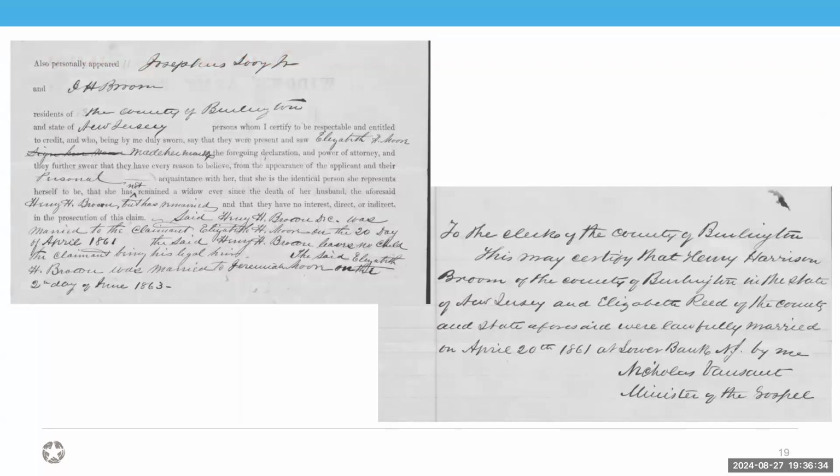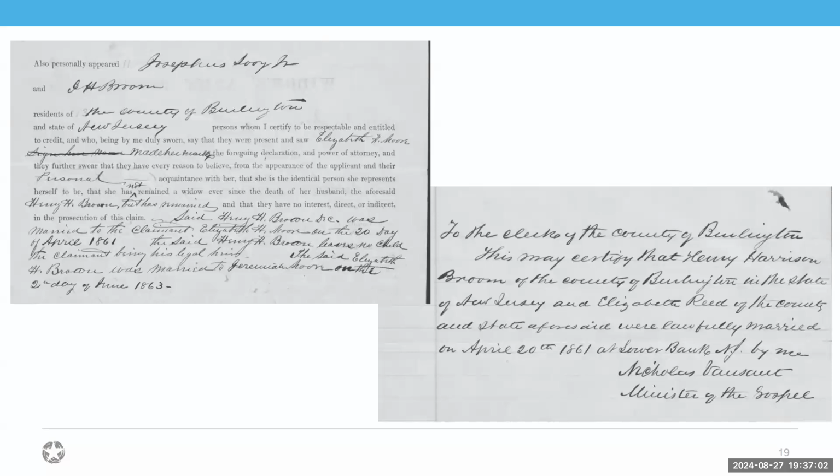This is another example of a pension record. The researcher had only known their ancestor as Elizabeth Broom, but thanks to this record, they found out that her maiden name was actually Reed, and she had married Henry Broom, who then died, and then she remarried Jeremiah Moore. So it gave them a lot.